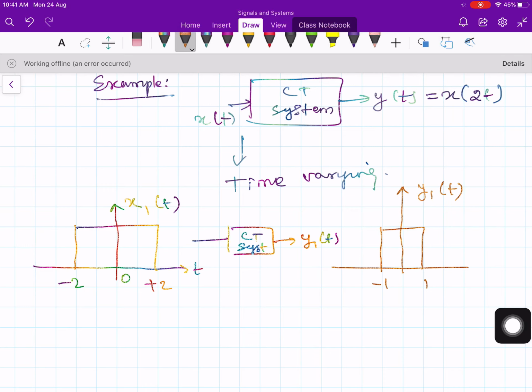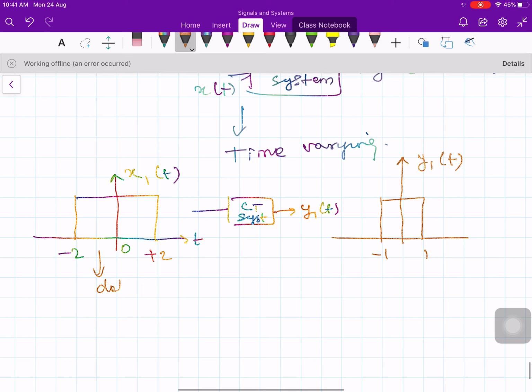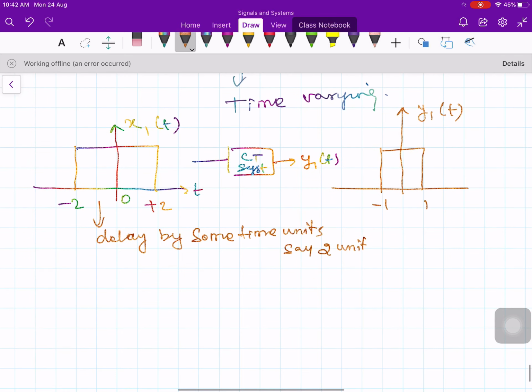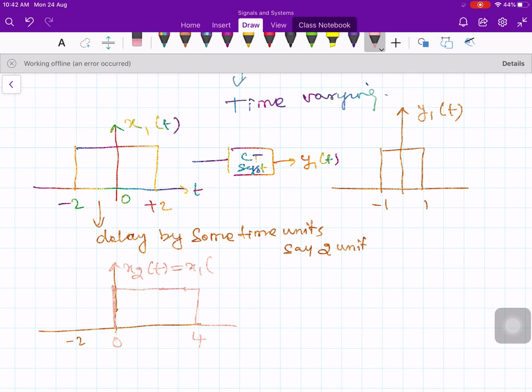Now what you do, delay this by some time units, say 2 units for example. You can take anything which you like. If you delay by 2 units, then instead of starting at minus 2, it now starts at 0. 1, 2, 3, 4 boxes. So now it starts from 0 and goes up to 4. Let me call this x2 of t. x2 of t is equal to a delayed version of x1 of t by how many units? 2 units, t minus 2.